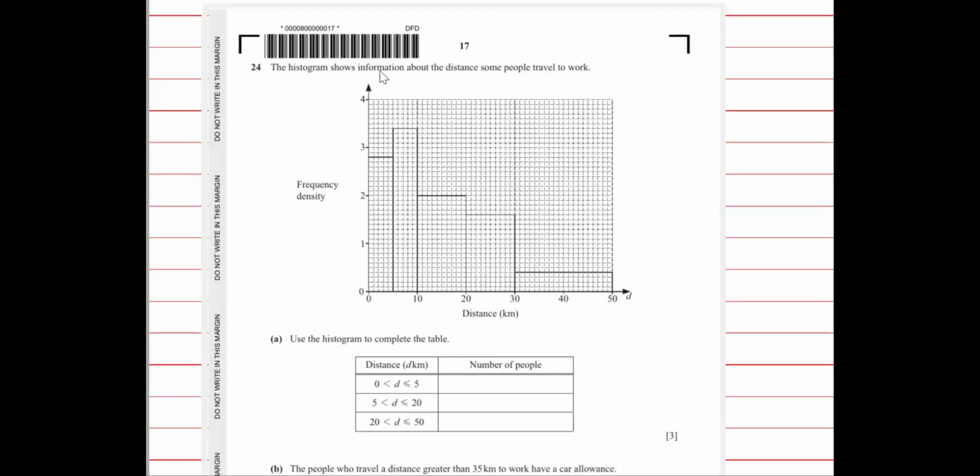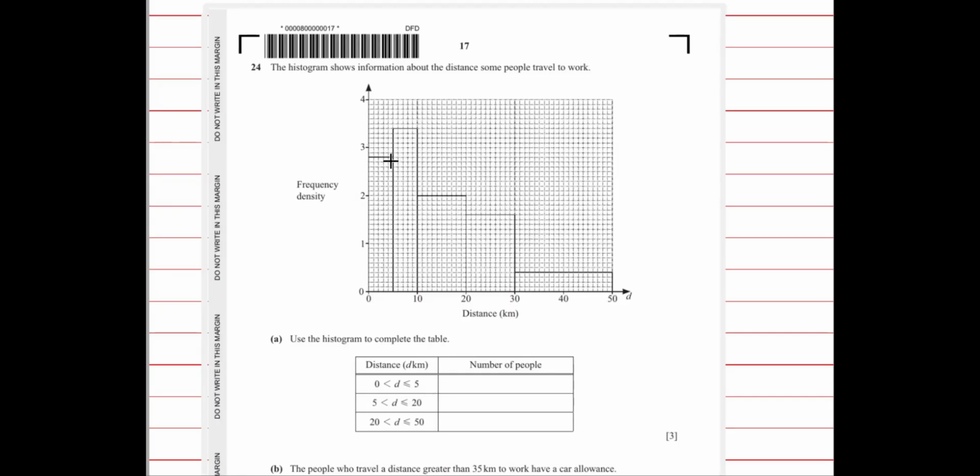Question 24. The histogram shows information about the distance some people travel to work. Part A, use the histogram to complete the table. The distance here is 0 to 5 kilometer. We have to calculate the number of people who travel the distance from 0 to 5 kilometer. To calculate this, we will take the area of this bar from 0 to 5 kilometer.